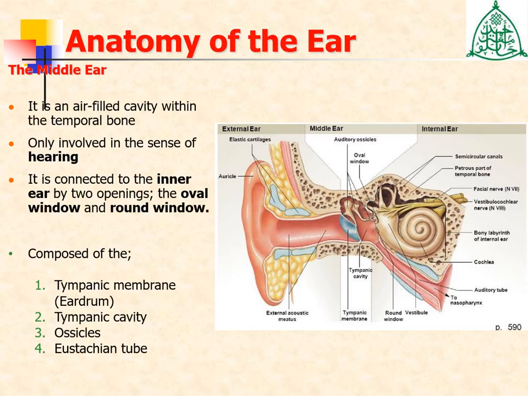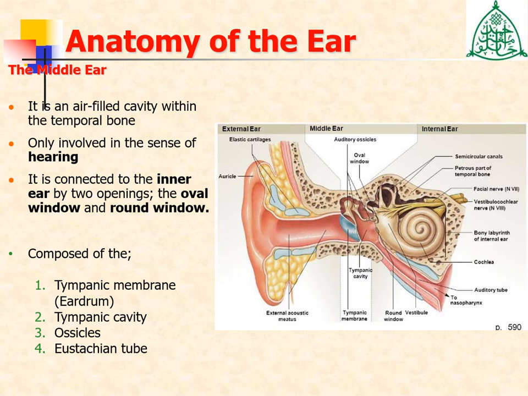Now let's go to the middle ear. We have seen the two aspects of the outer part of the ear. The middle ear, as earlier mentioned, is an air-filled cavity within the area of the temporal bone, and it is only involved in the sense of hearing.